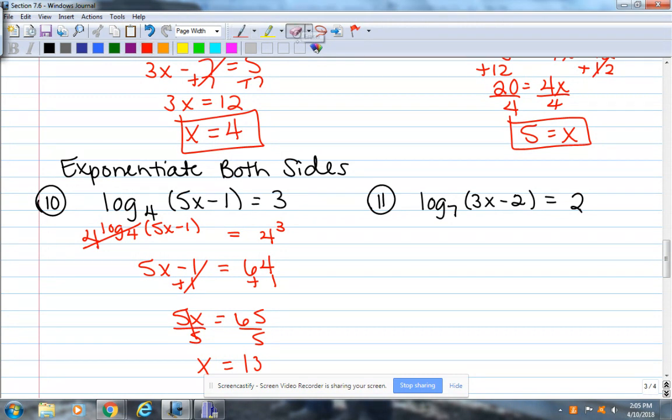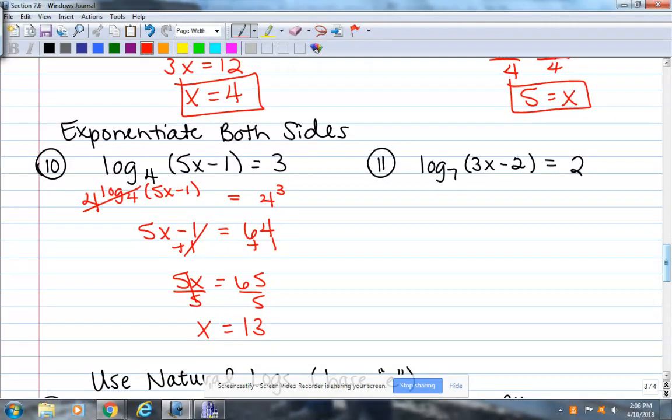Whoops, my 3 looks crazy. I'm trying to fix it. There we go. So those aren't bad either. So if they give you a logarithm on one side, to get rid of it, you exponentiate both sides. You take whatever the base is and give everything that base.